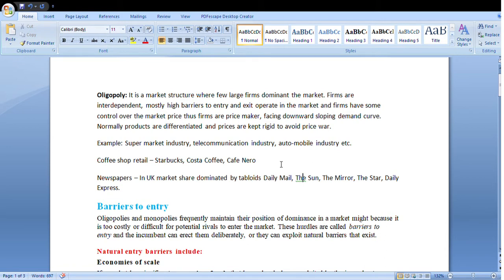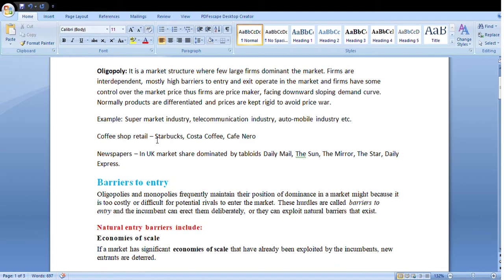So today the topic that we are going to learn is oligopoly. So already I have told you that oligopoly is a market structure where few firms dominate and control the market. So let's read out the first paragraph from here.